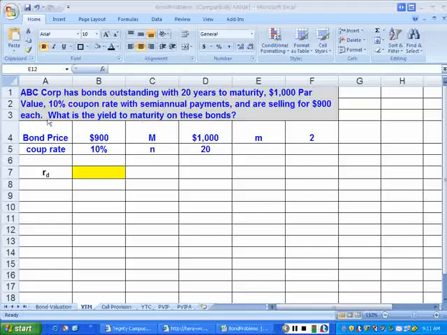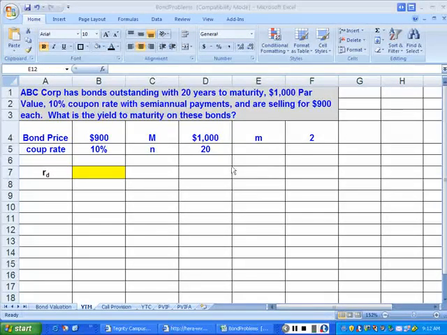Now, here we've got a situation where ABC Corporation has some bonds already outstanding, and they have 20 years remaining to maturity. These bonds have a $1,000 par value, a 10% coupon rate, payments are being made semi-annually, and they're currently selling in the marketplace for $900 each. So what we want to know is what's the cost of debt or yield to maturity on these bonds. So we're looking for R sub D.